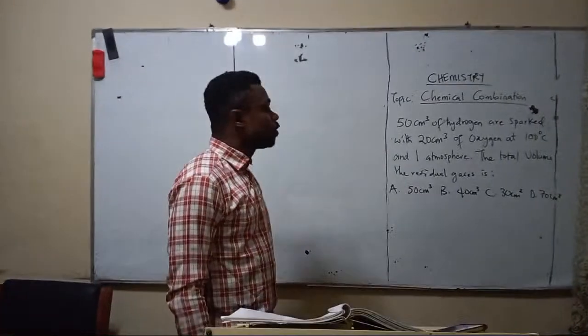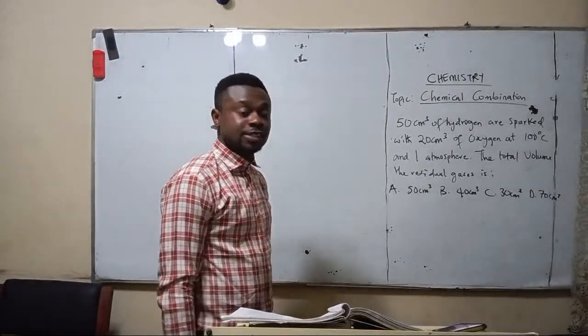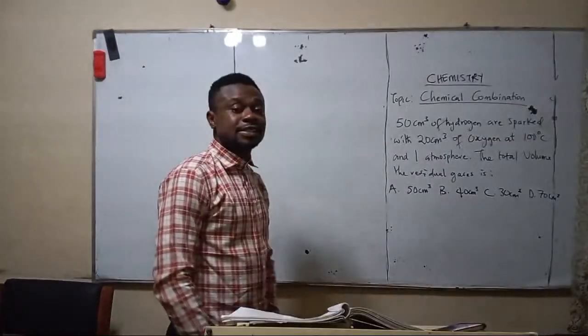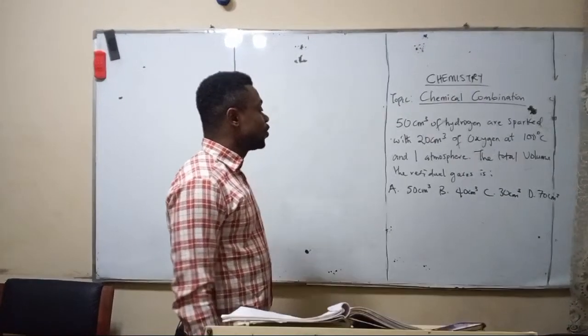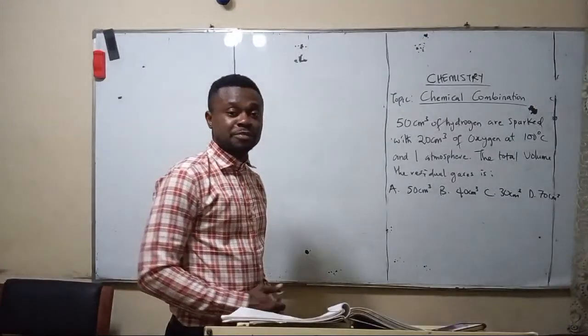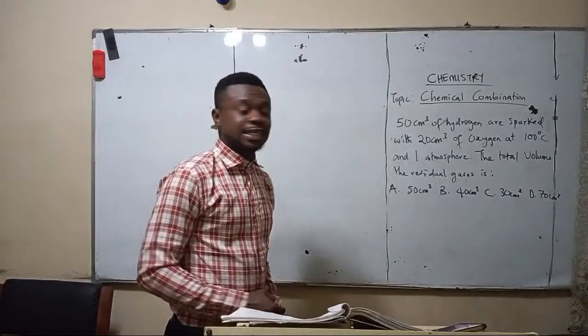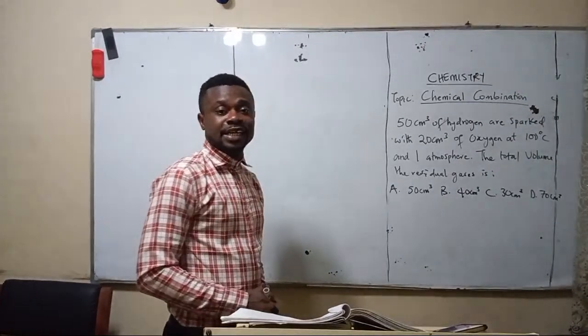50 cm cube of hydrogen are sparked with 20 cm cube of oxygen at 100 degrees Celsius and 1 atmosphere. The total volume of the residual gases is A, 50 cm cube, B, 40 cm cube, C, 30 cm cube, D, 70 cm cube.